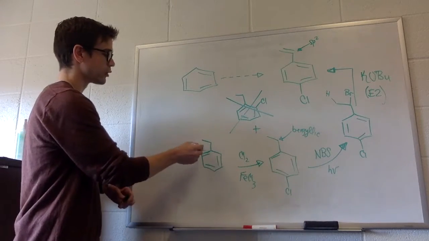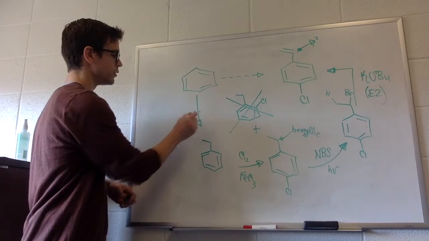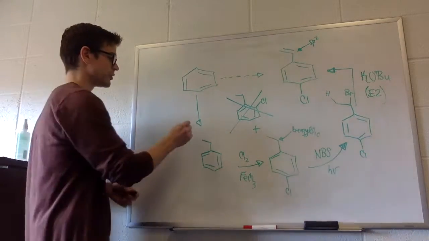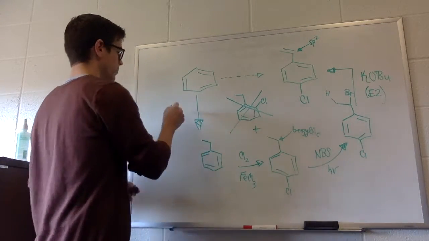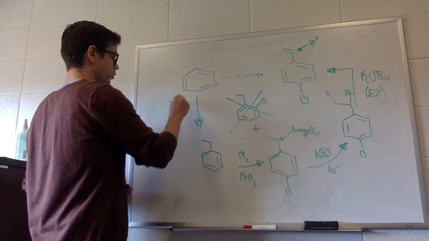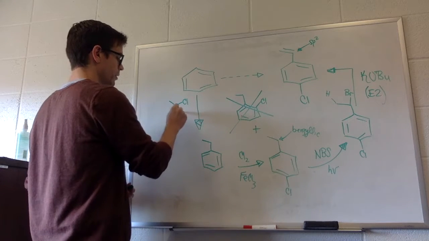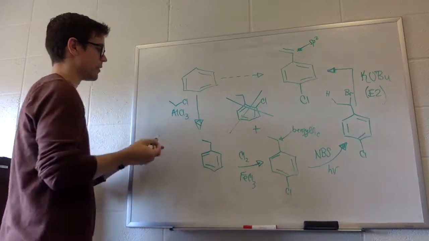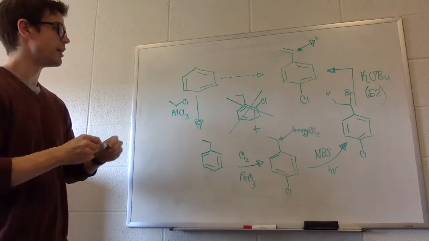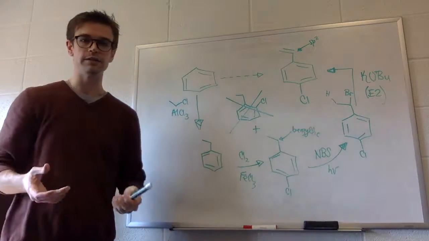To get an ethyl group on there, all we would need to do is a Friedel-Crafts alkylation reaction. To do that, we would have ethyl chloride and aluminum trichloride. And that will undergo the Friedel-Crafts alkylation to put that ethyl substituent on there.